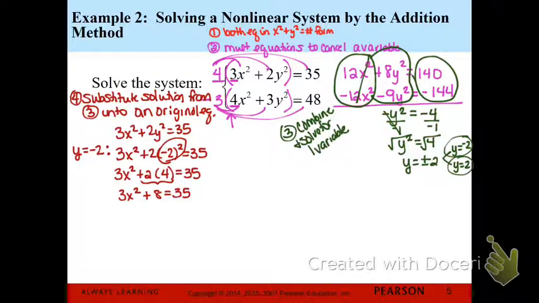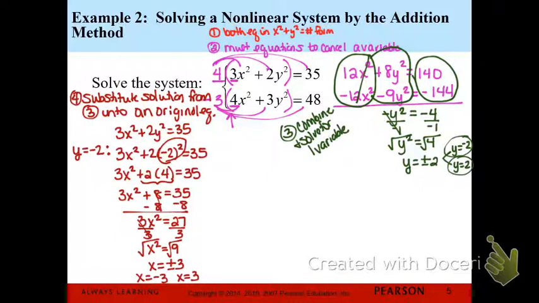Okay. What's next? Subtract 8. So 3x squared equals 27. Divide by 3. So x squared equals 9. Square root, x equals plus or minus 3. Very good. Which means x is equal to negative 3 and x equals positive 3.